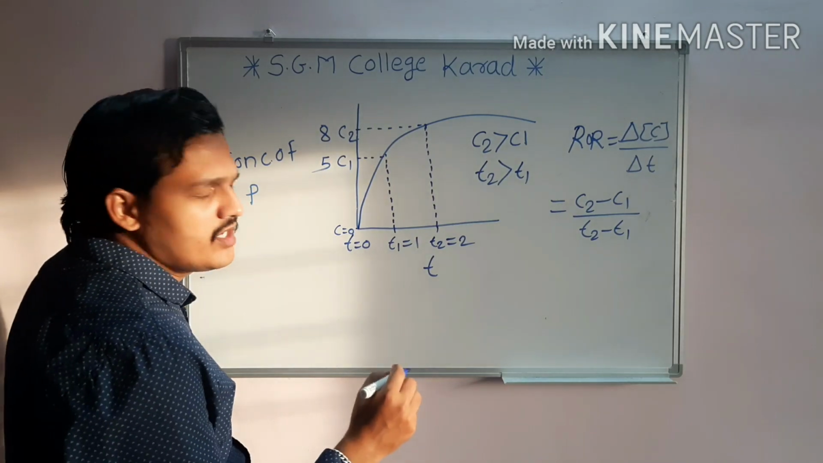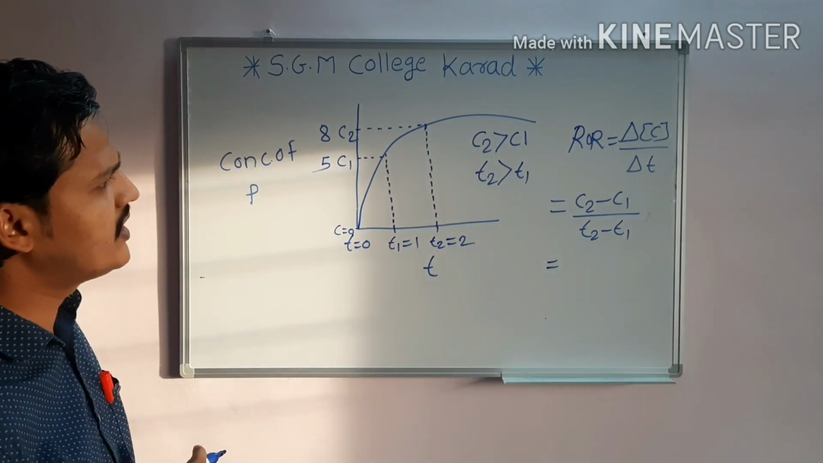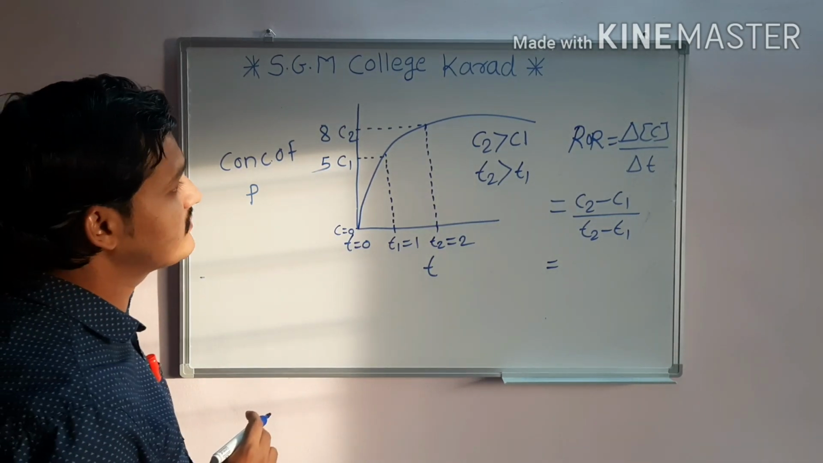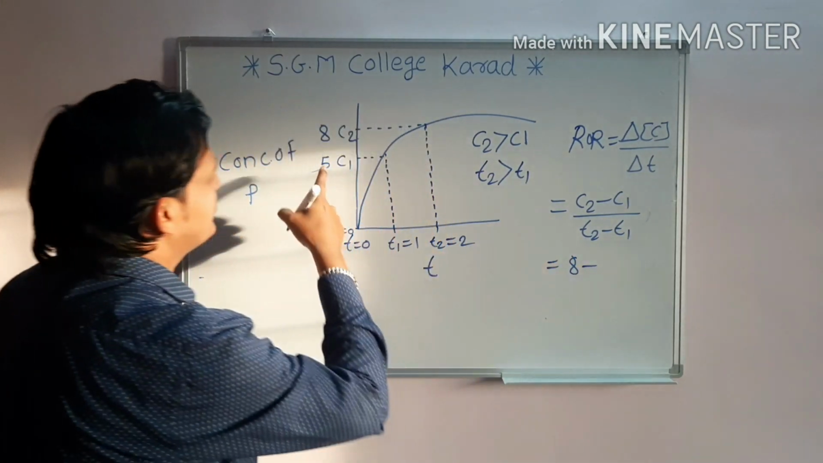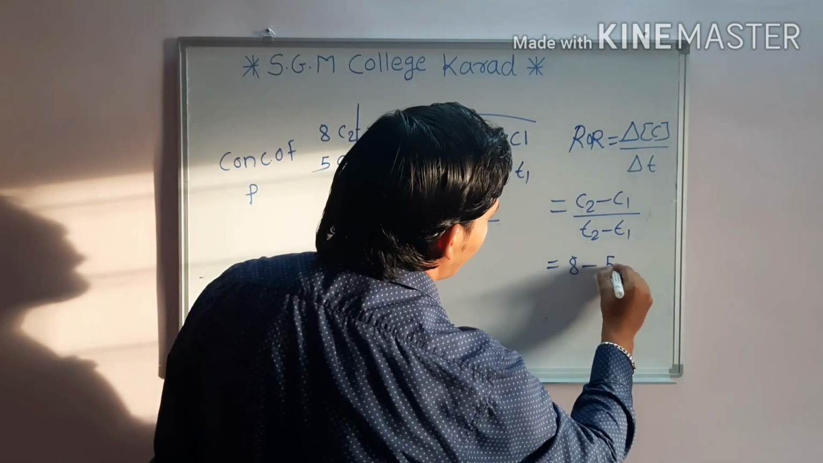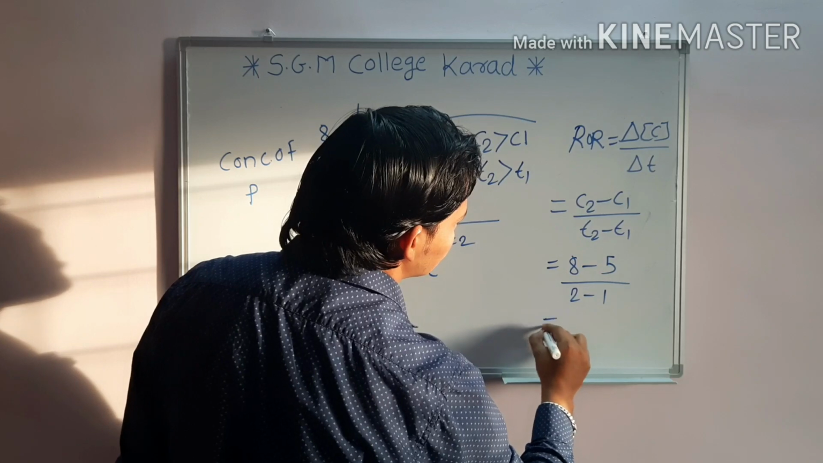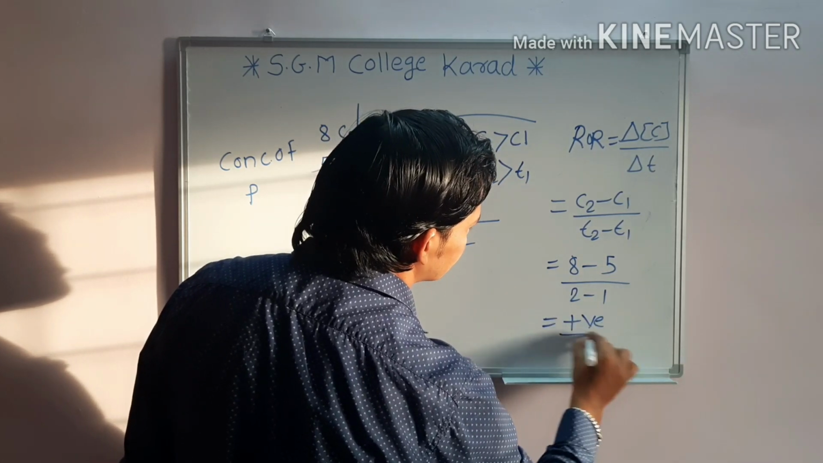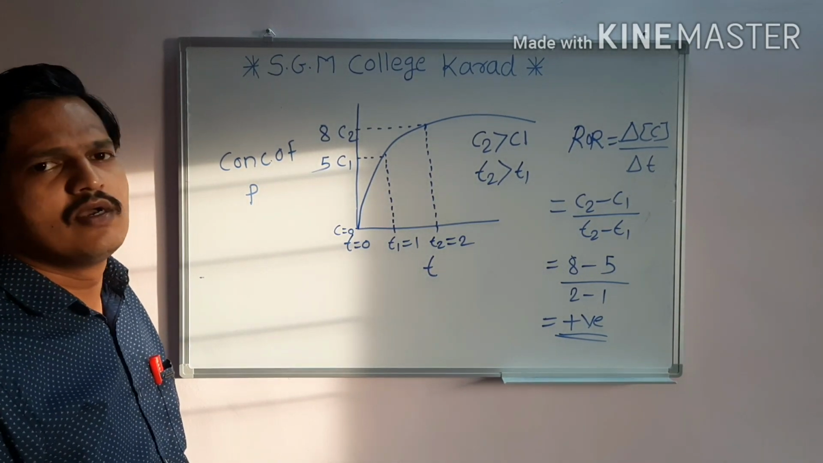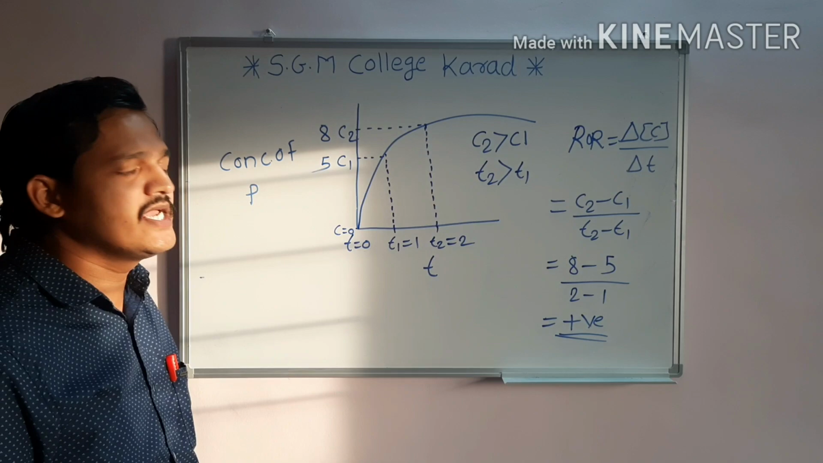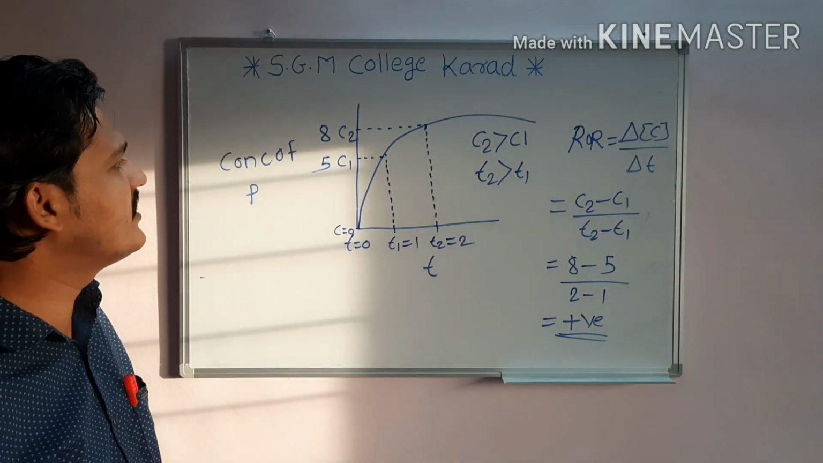So, putting the value of C2 in the equation, what is the value of C2 here? I think it is 8. What is the value of C1 here? I think it's 5. So 8 minus 5, divided by time: 2 hours minus 1 hour, which is 1. The answer must be in positive figures. So that's why I am writing the positive sign to the product side only. Okay, it is really very easy.